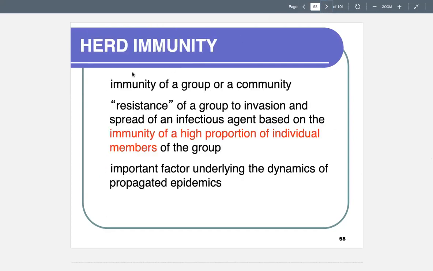Okay, herd immunity, class. Ito yung ina-achieve kung bakit tayo binigyan ng vaccine for COVID-19. Immunity of a group or immunity of a community. Resistance of a group to the invasion and the spread of an infectious agent based on the immunity of a high proportion of individual members of the group.